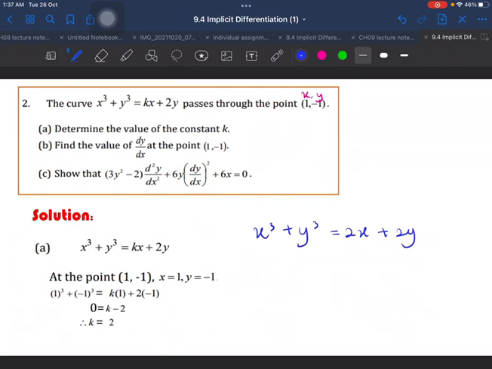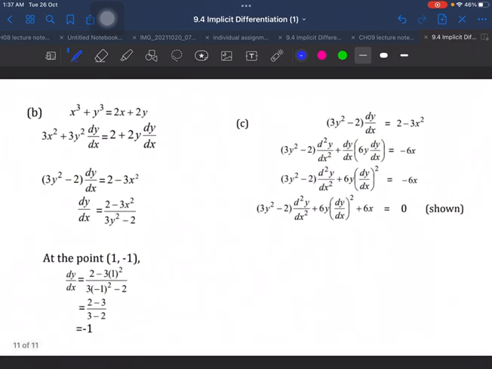Okay, next, question B: find the value of dy over dx at the point (1, -1). This means we want dy dx in the form of a value, not in the form of an equation. But we must find the equation of dy dx first before we get dy dx in terms of value. First, class, it is the same situation.